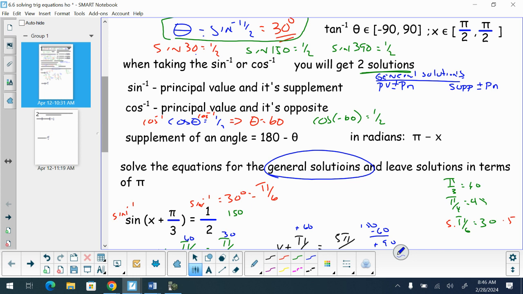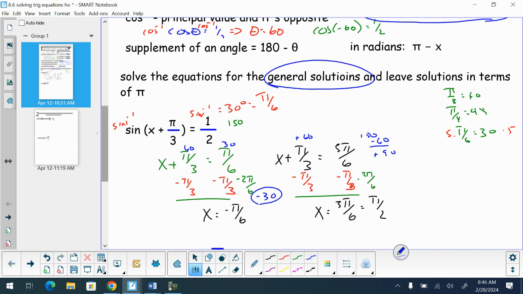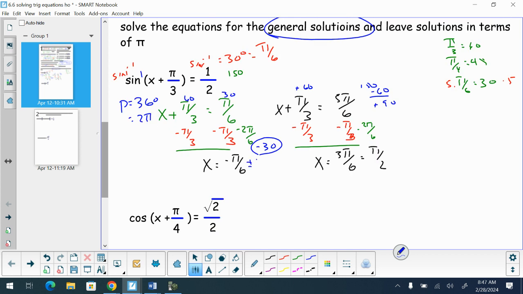Likewise with the inverse cosine, we have our principal value plus or minus the period times n, and then the opposite plus or minus the period times n. And this will give us our general solutions. So if we look down here, we have our B value of 1. So the period is going to be 360, which is 2 pi. So we can add or subtract 2 pi n. So these are our general solutions.